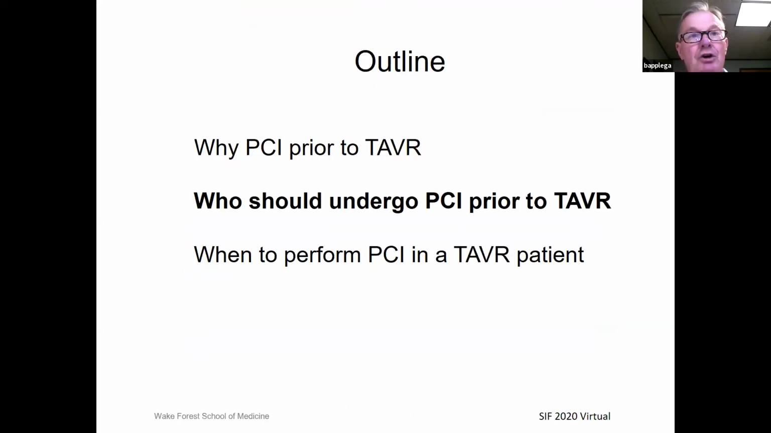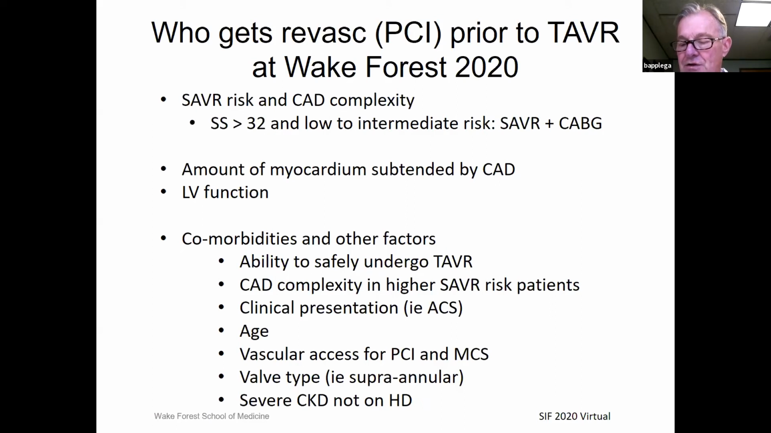Next, we will examine who should undergo PCI prior to TAVR. This slide outlines the strategy for who receives revascularization prior to TAVR at Wake Forest in 2020. We initially identified the TAVR risk status as well as the extent of coronary disease. In those patients who have a high SYNTAX score greater than 32 and are low to intermediate TAVR risk, we favor TAVR plus CABG over PCI plus TAVR. Whether a large amount of myocardium is subtended by CAD and LV function are next evaluated. Finally, we evaluate several other factors shown here to determine if PCI should be performed.